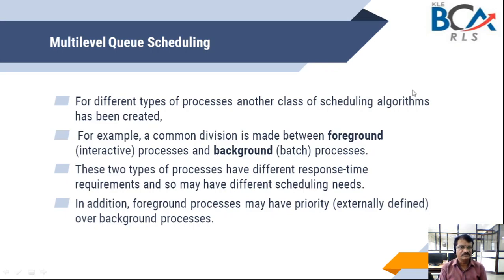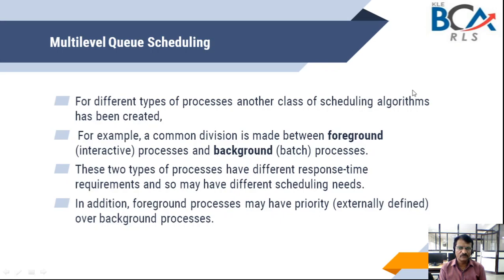For that, we have the concept of multi-level queue scheduling. Here, instead of having one single method to schedule, we have queues of different scheduling at different levels in the operating system. So for different types of processes, another class of scheduling algorithm has been created, that is multi-level queue scheduling. In this, for example, a common division is made between foreground and background processes.